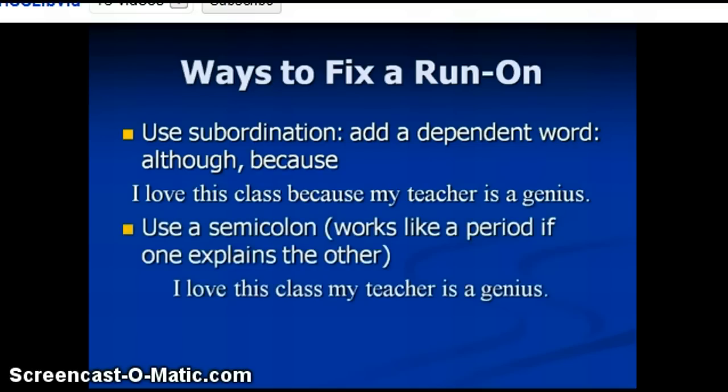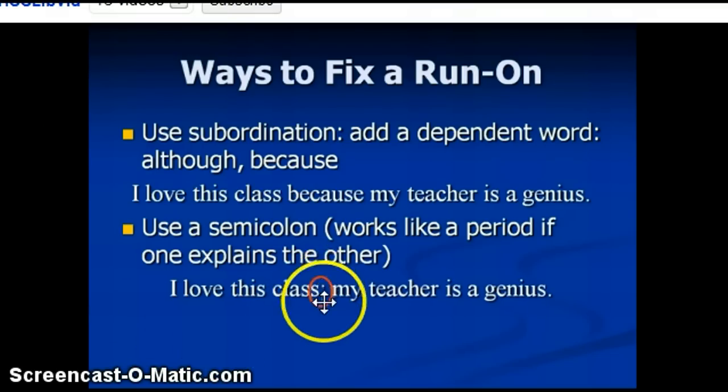Another way to fix it, using a semicolon. It's basically just like a period. I love this class. You could put a semicolon right there. My teacher is a genius. And you're done. You've solved the problem.